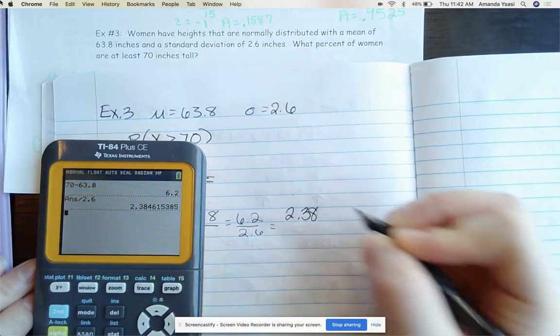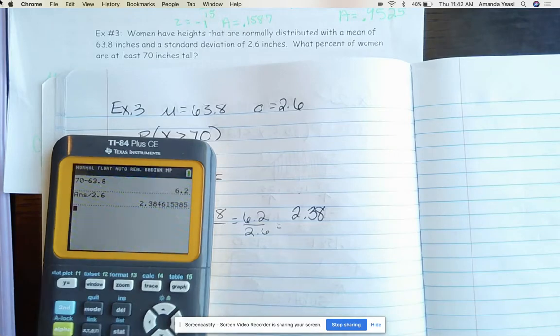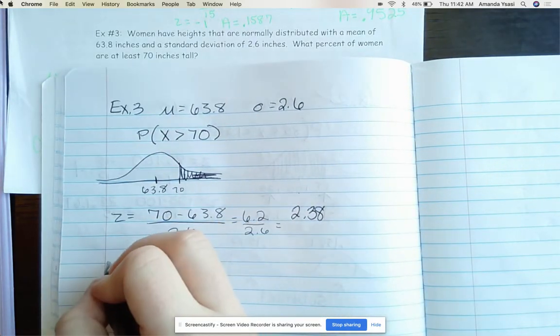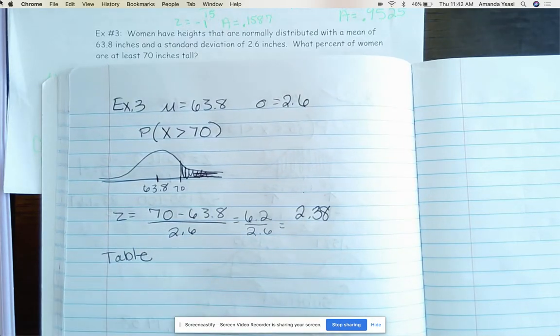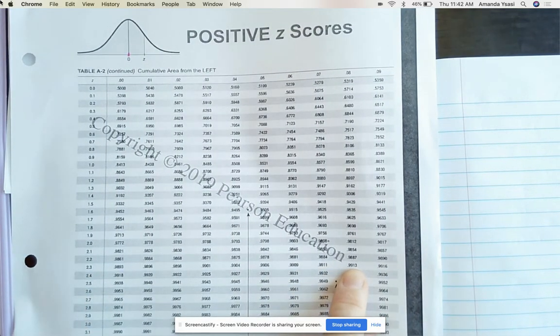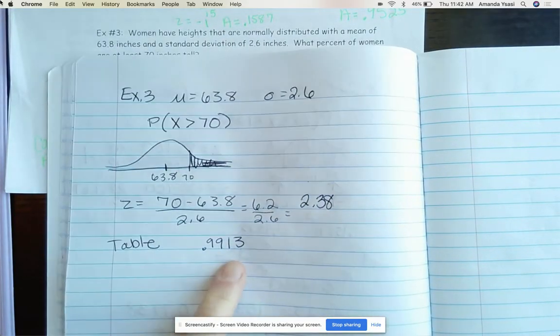2.38. All right, that'll be closest. Okay, so then we can use the table to find the probability. So this is a positive 2.38, 0.9913. That's the area to the left.